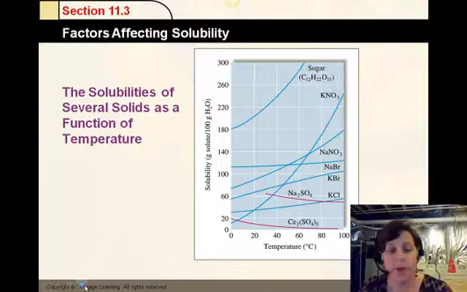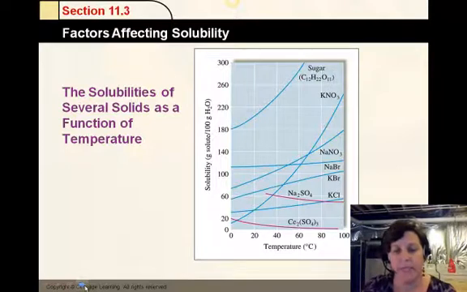Here is a chart showing the solubilities of several solids as a function of temperature. You notice most of them increase. The blue line ones, like sugar and potassium nitrate, increase with increasing temperature. But a couple, like sodium sulfate and cesium sulfate, tend to decrease with increasing temperature.